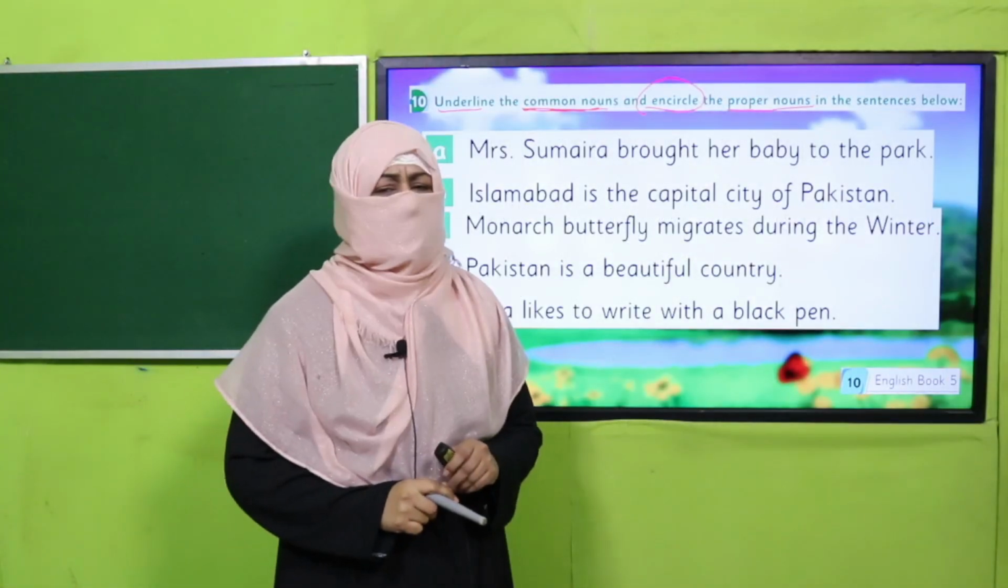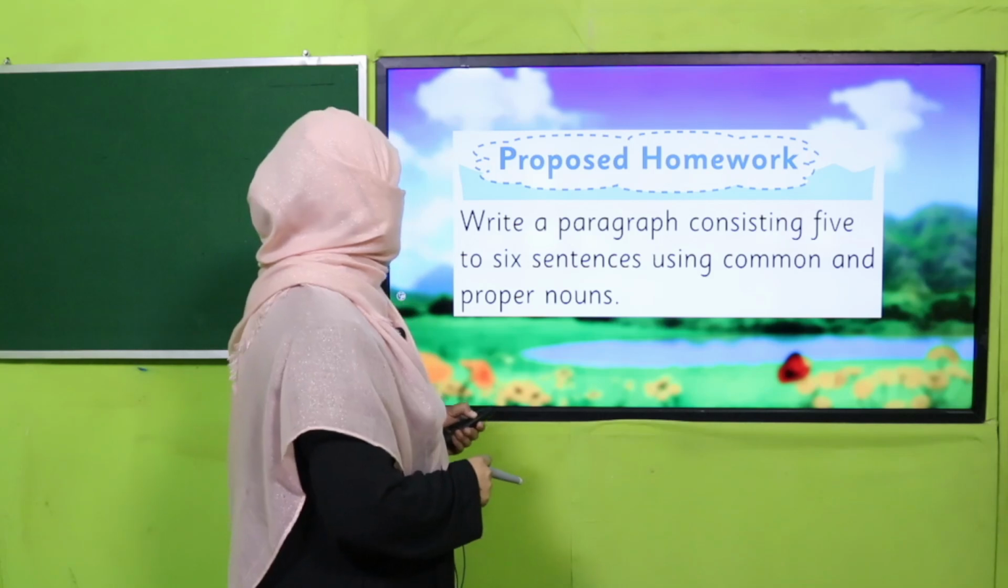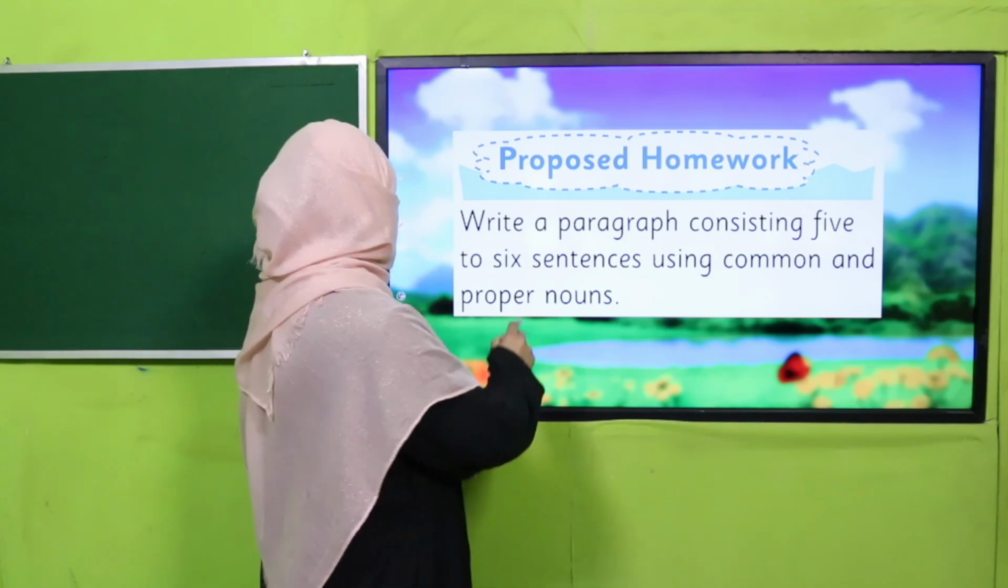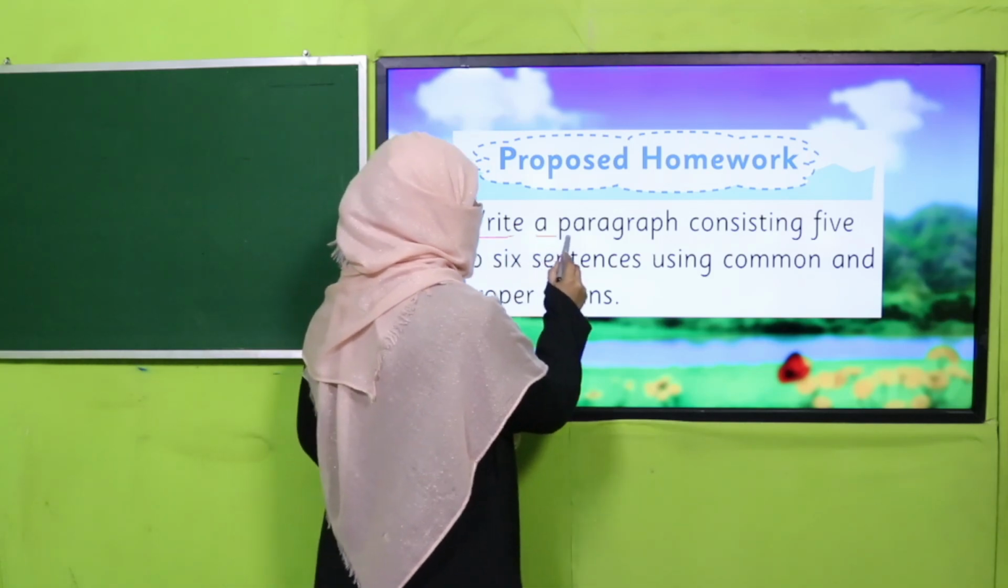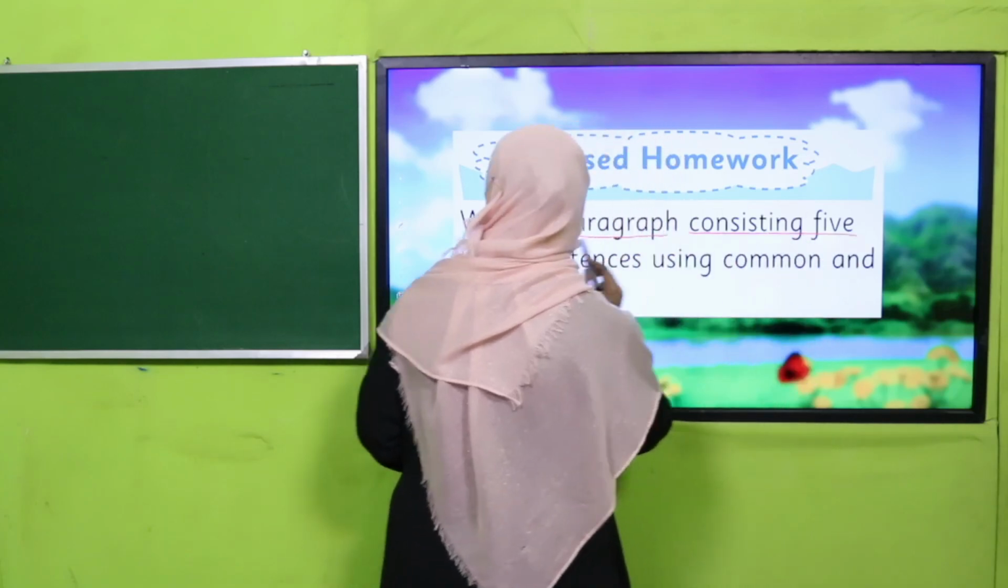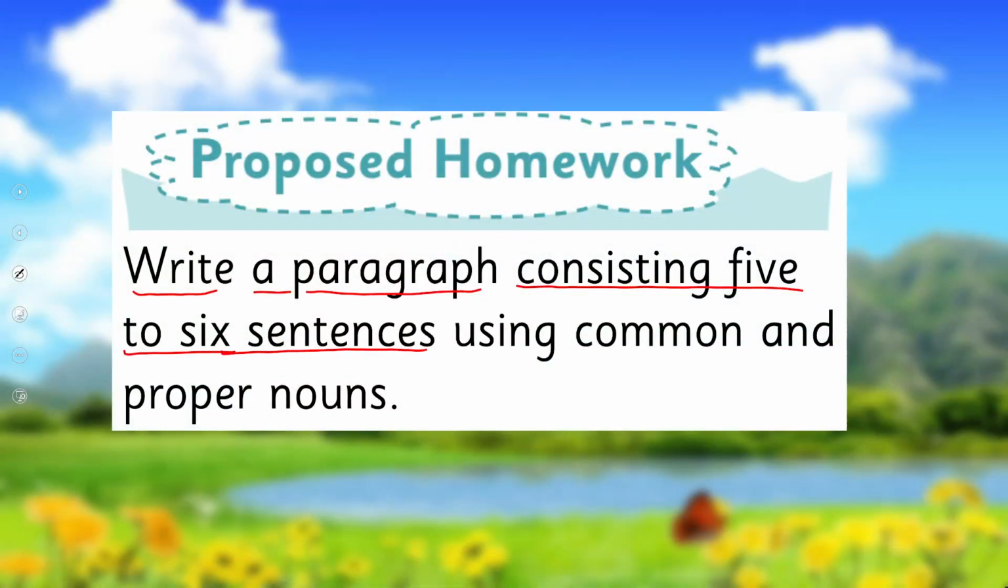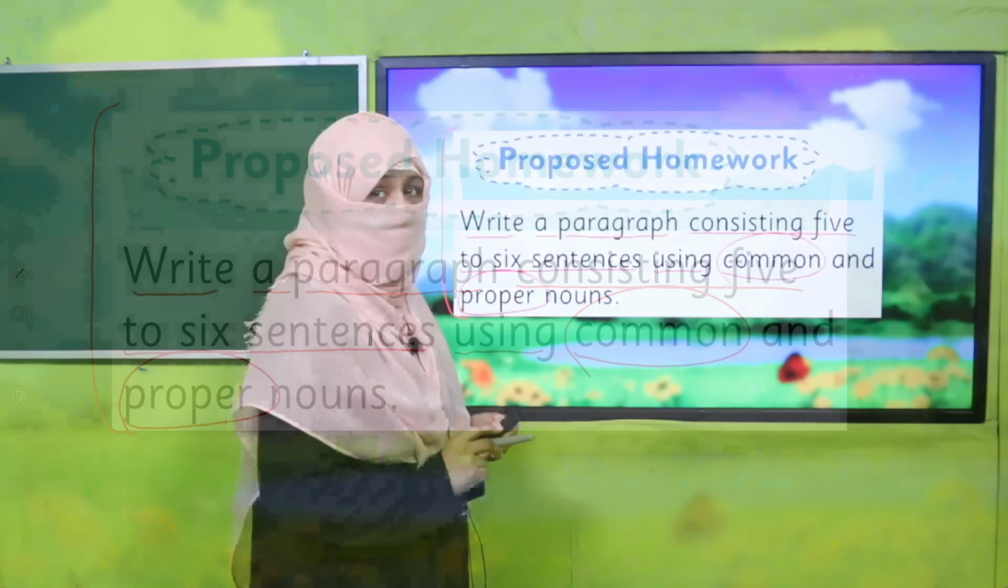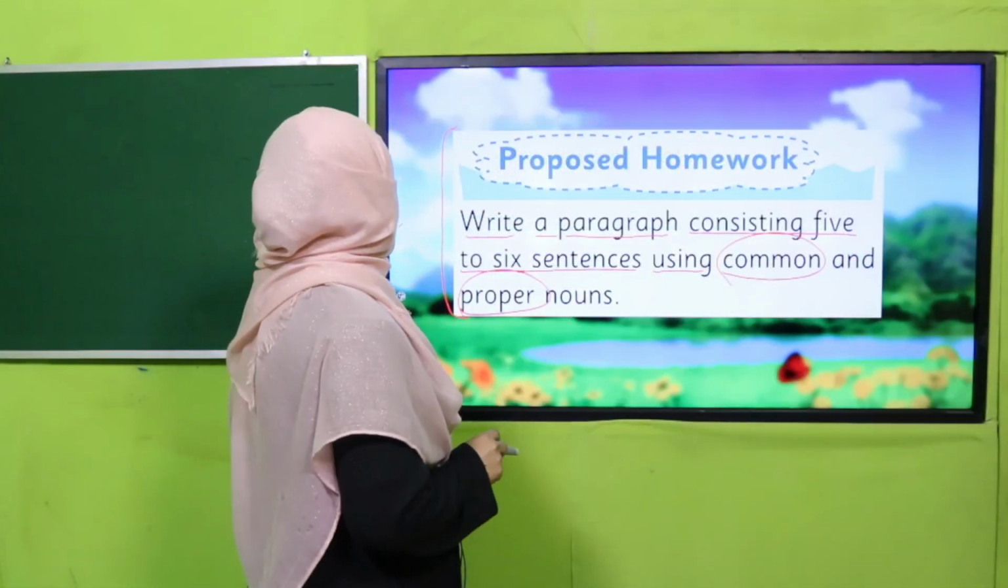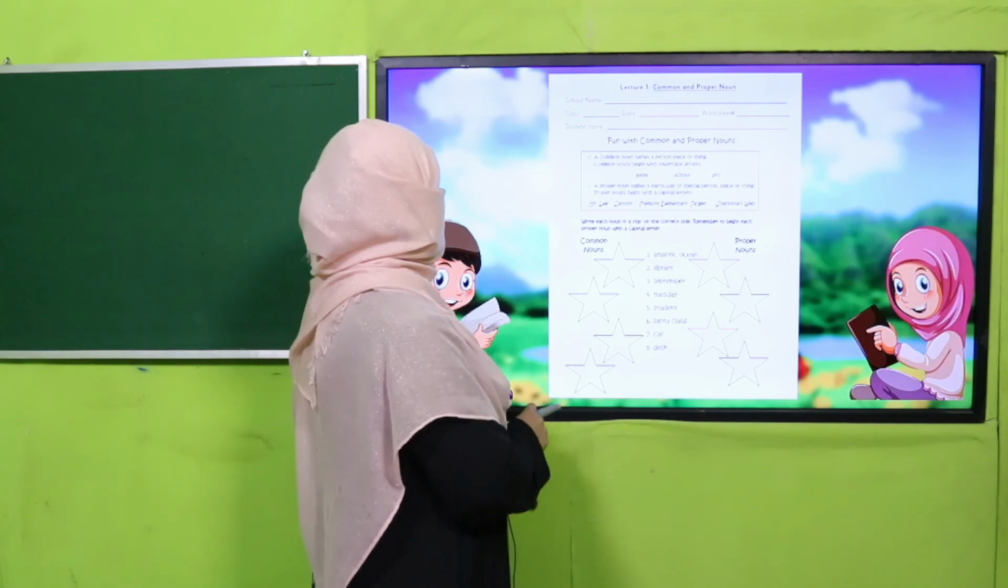Yes, my dear students, are you done with it? Good job. So let's give you a homework. What you are supposed to do: write a paragraph consisting of 5 to 6 lines, 6 sentences, and you have to use common and proper nouns both in the paragraph. I taught you paragraph writing, so you have to follow those rules. Okay, and it's a worksheet.